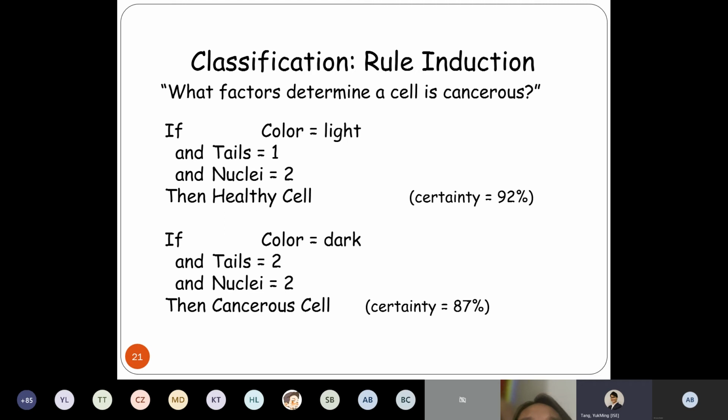The rule induction approach is just like an if-then approach. For example, if the color is light and the number of tails is equal to 1 and the number of nuclei is equal to 1, then the answer is healthy cell. So this is the rule-based reasoning. We have if and then.